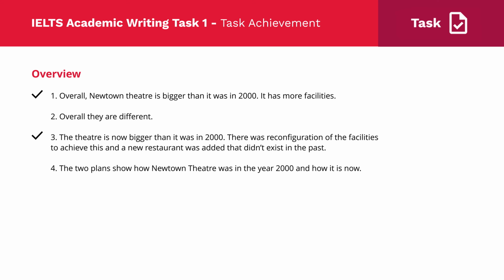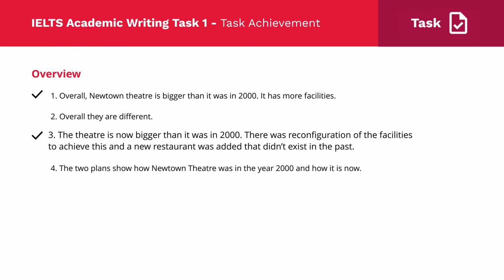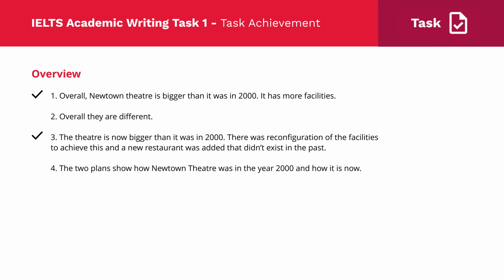1 and 3 are overviews, because they summarise the main points, in this case the main changes. 3 is more developed, and so it's clearer. A clear overview is important for Band 7 or higher. 2 does not summarise the main points, so we don't know how the plans are different. This means it's not adequate enough to achieve Band 6. 4 is an adequate introduction, but it's not an overview.